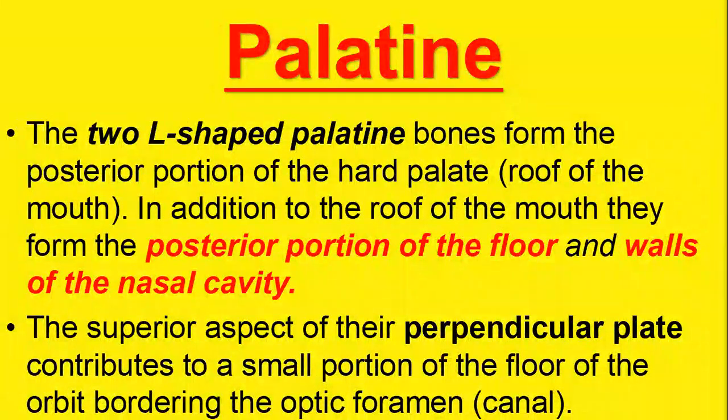Another bone of the face is the palatine, which is two L-shaped bones that form the posterior portion of the hard palate, or the roof of the mouth. In addition to the roof of the mouth, they form the posterior portion of the floor and walls of the nasal cavity. The superior aspect of the perpendicular plates contributes to a small portion of the floor of the orbit bordering the optic foramen or canal.